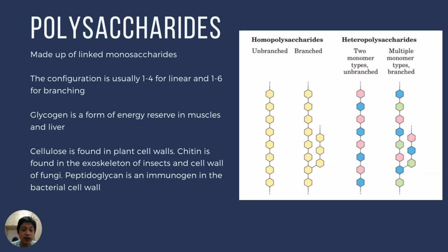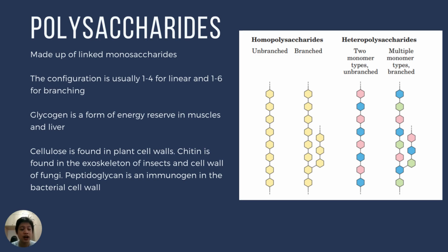Polysaccharides, on the other hand, are made up of linked monosaccharides. So kanina, nung nag-discuss tayo ng polymers, yung polymer ng sugars would be polysaccharides. And the monomers of polysaccharides would be monosaccharides. So the configuration is usually 1 to 4. So carbon number 1 of one sugar is connected to carbon number 4 of the next sugar to make a linear configuration, and 1 to 6, carbon number 1 of one sugar and carbon number 6 of the next sugar, to form a branching connection.